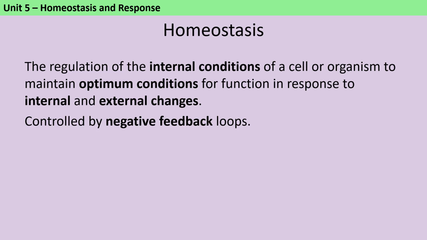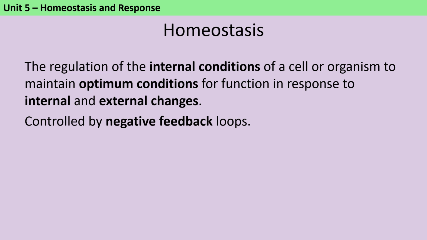The first topic in paper 2 of AQA GCSE Biology or Combined Science is the Homeostasis and Response topic. Homeostasis is the name we give to the regulation of the conditions inside a cell or a whole organism in order to maintain the optimum or best conditions for function in response to changes both internally and externally. What this means is that the environment is changing constantly, and for a cell to be able to work at its absolute best, it must be able to overcome those changes.